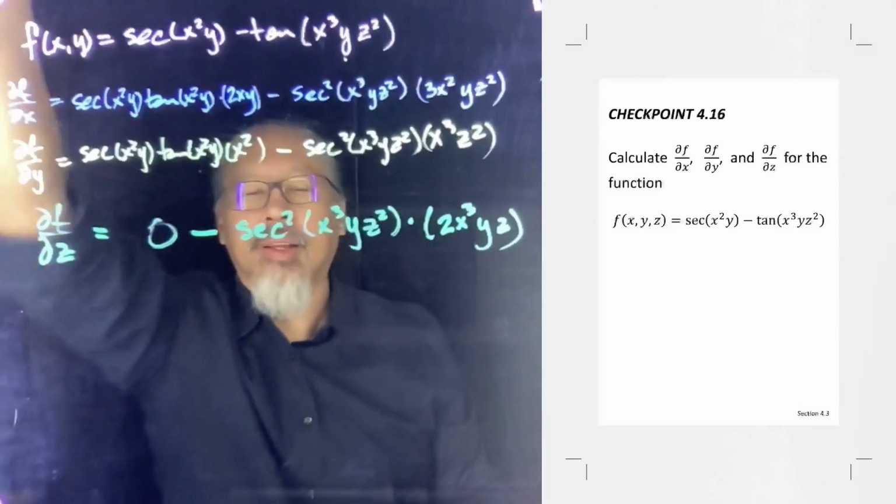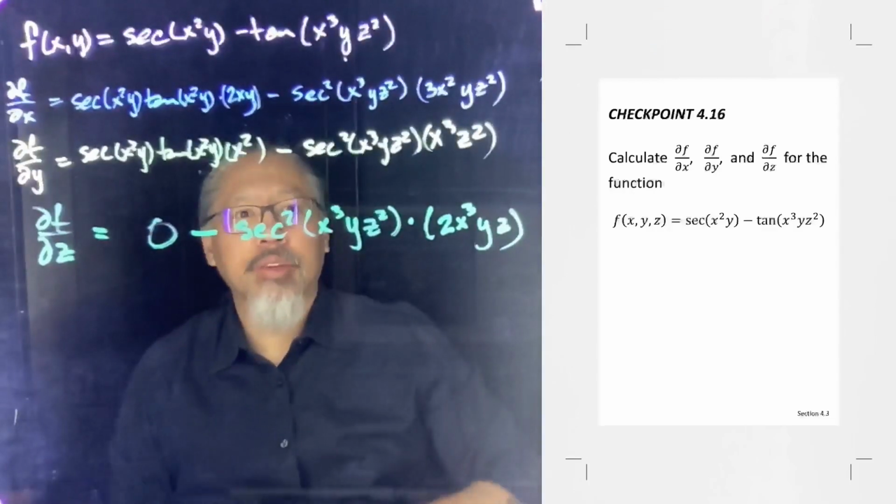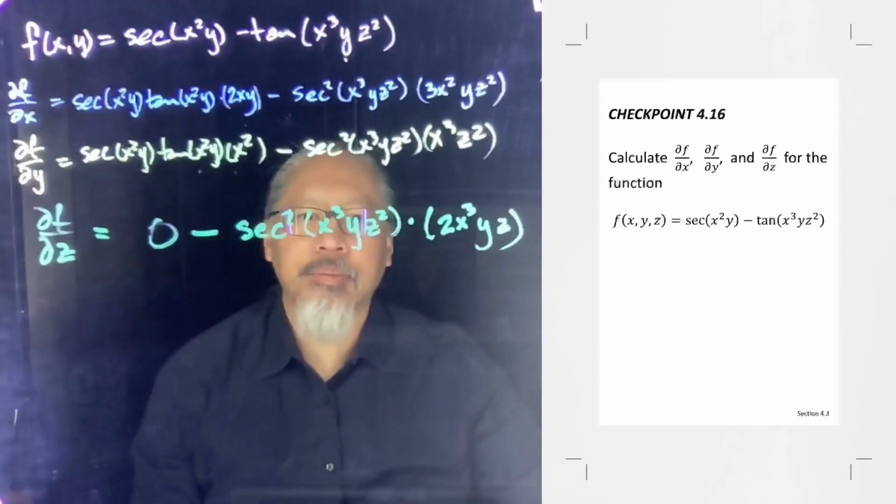Okay, so these are your partial derivatives with respect to x, y, and z. I hope that helps.